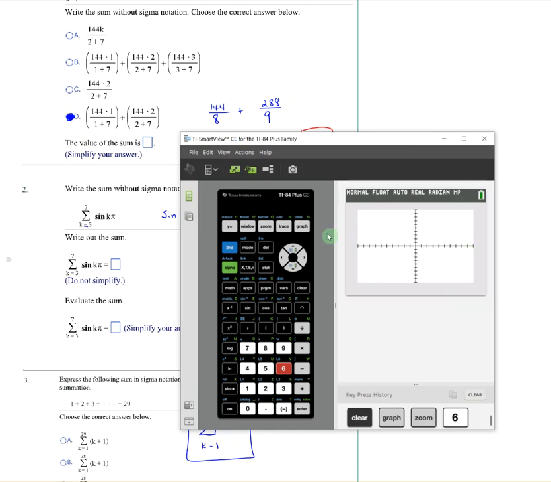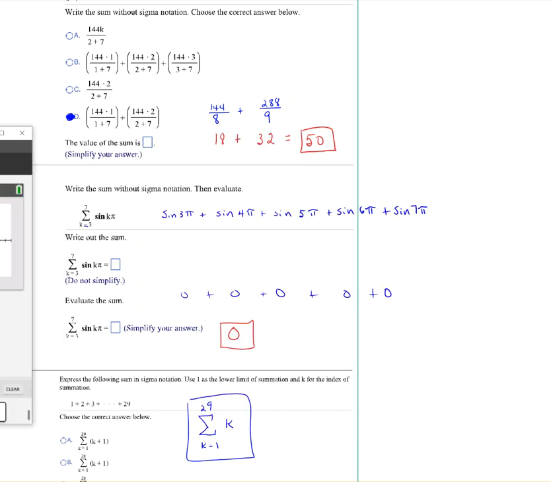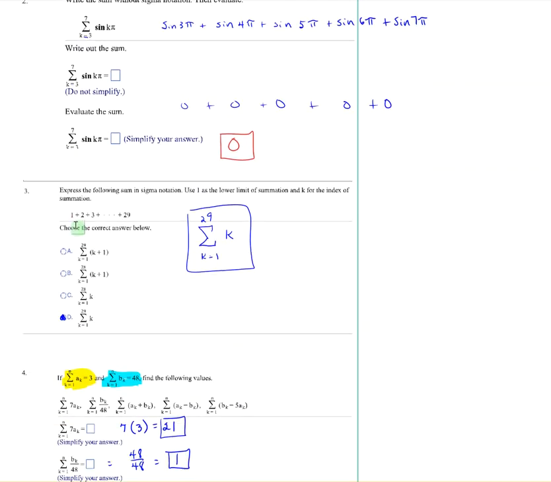It's going to be 0 whether you're here or here, because sine is the second number in that unit circle, and we are not anywhere on the y-axis. So it's going to be 0 no matter how many times you do that. And so if you write out the sum, you're doing this, and then evaluating it, we know it's going to be 0.